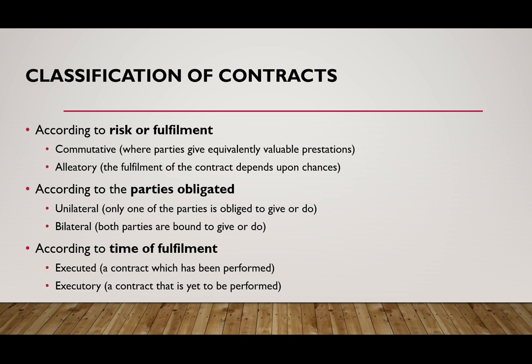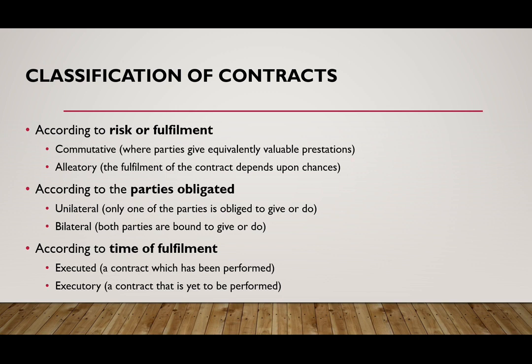Next is according to risk or fulfillment. Commutative, where parties give equivalent valuable prestation. Next is aleatory, the fulfillment of the contract depends upon chances. So, ganyan, risk or fulfillment. Next is according to the parties obligated. Unilateral, only one of the parties is obliged to give or do. Parang one-sided love. Bilateral, ito yung gusto natin, kung saan both parties are bound to give or do. Pantay-pantay, equal. Diba?